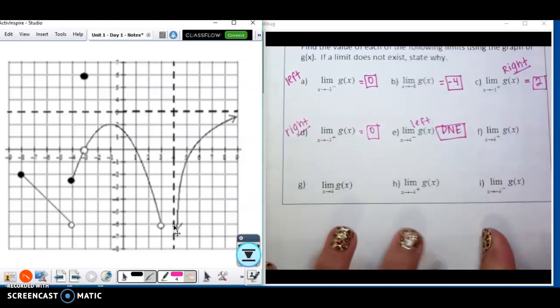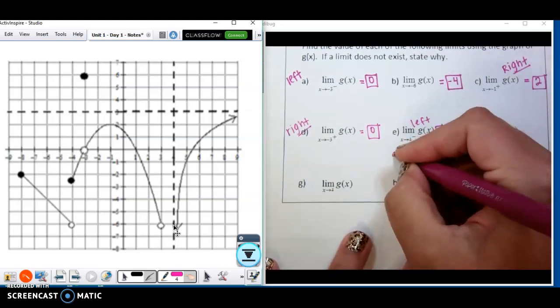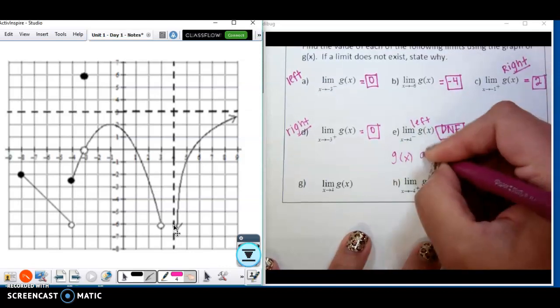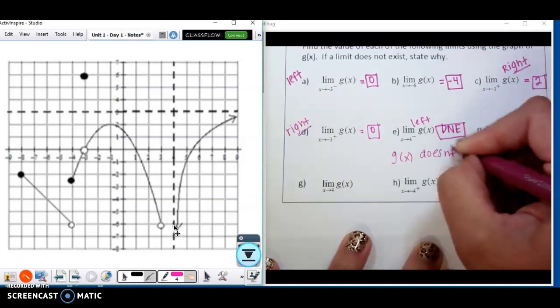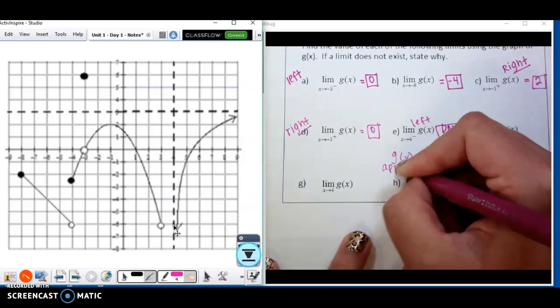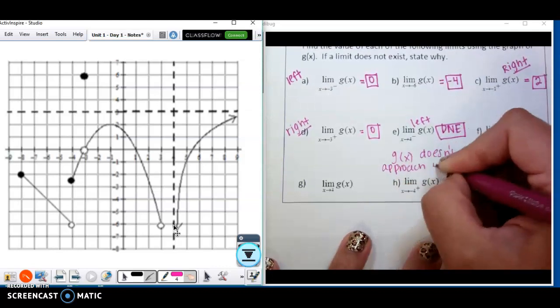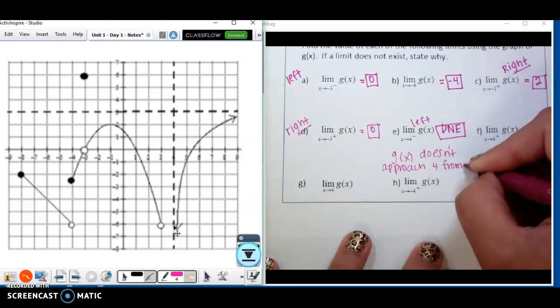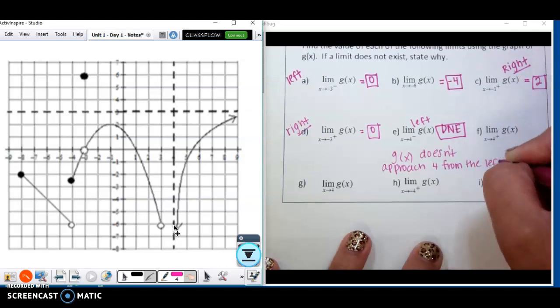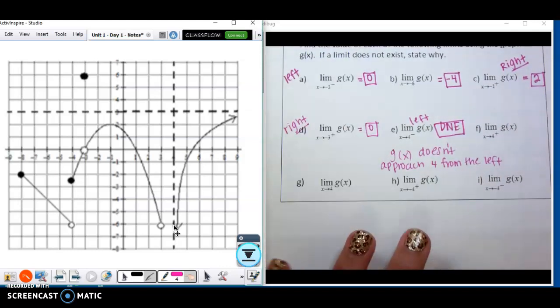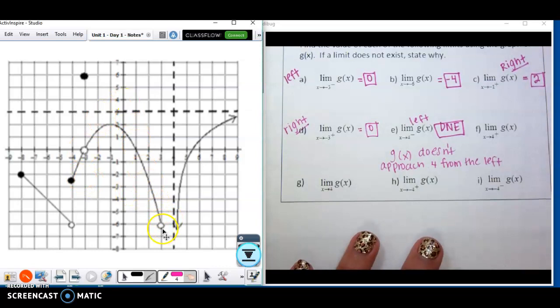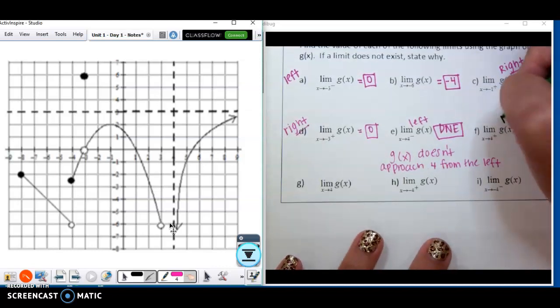But then the reason in here is because g of x doesn't approach 4 from the left. Okay, it's not getting closer and closer to that 4. It doesn't even, it stops. Okay, so because this doesn't keep going, you can't get an answer there because it doesn't even get close to 4.